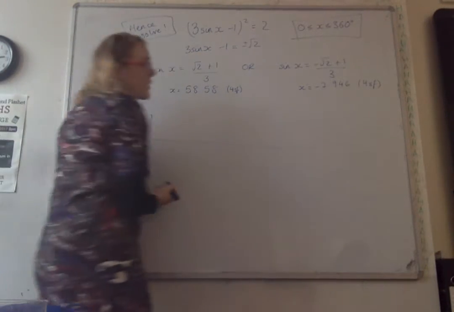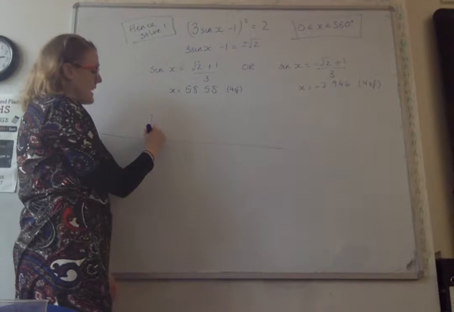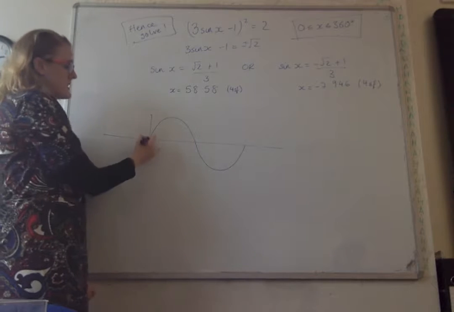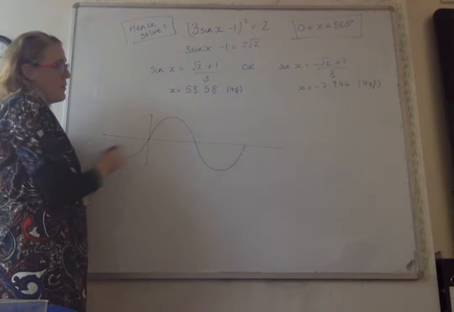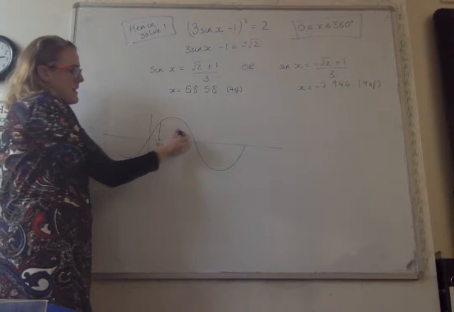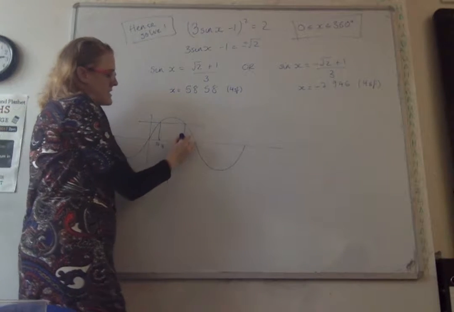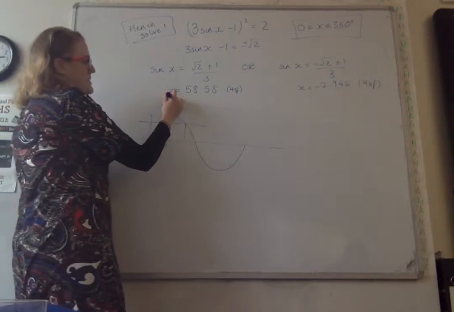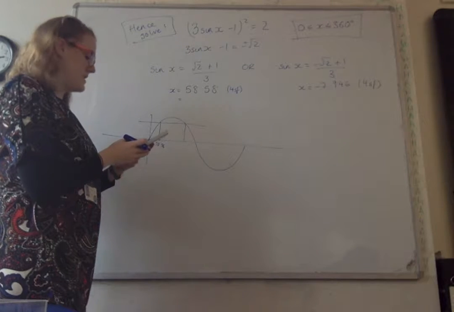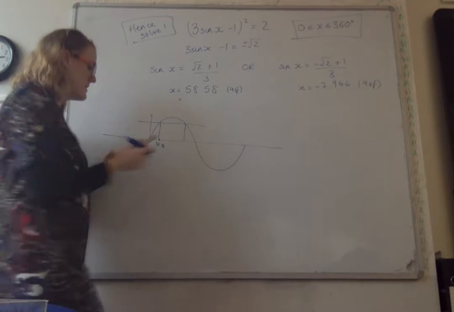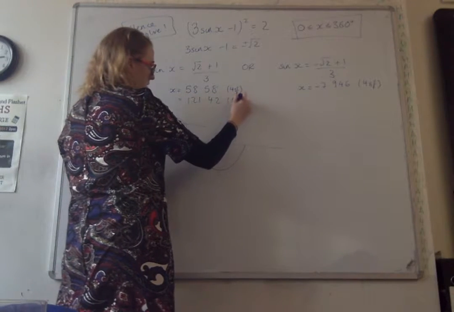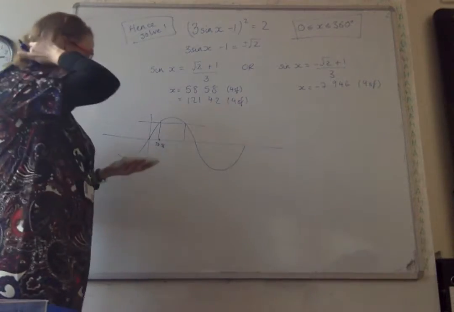So always drawing a graph. I saw lots of you in my class specifically that weren't drawing graphs for these. So drawing it between 0 and 360 and figuring out where those points are going to be. So 58.58 is going to be here. So I can clearly see that I'm going to get another solution at 180 minus that. So another solution for this will be 180 minus 58.58, which is 121.42. Again, that's been rounded. So that's that one.